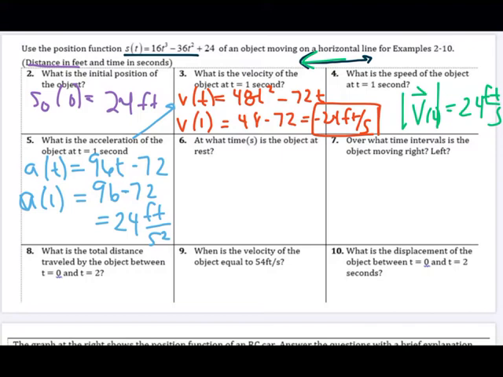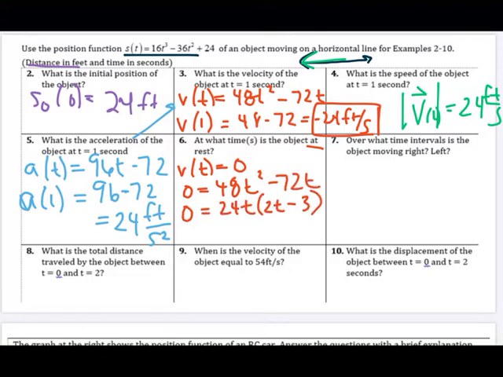6 is asking at what time is the object at rest. At rest is telling me, or it's asking me, when is the velocity vector equal to 0? So what I'm going to do is set up the velocity function and set it equal to 0. That's just a quadratic that you're going to solve using any Algebra 1 method you please. I'm just going to factor it because that's always my first choice. So that's going to give me t equals 0 and 3 over 2, and I need units for both of those, so I'm going to just write seconds, or just s is fine.